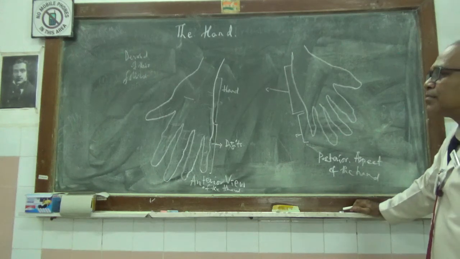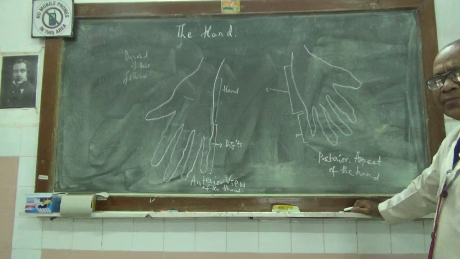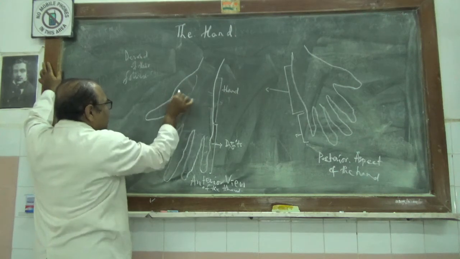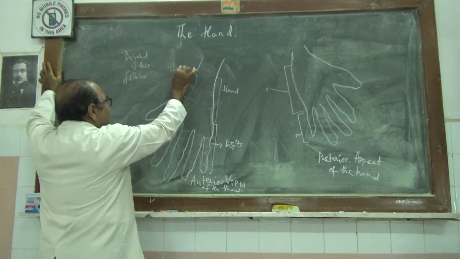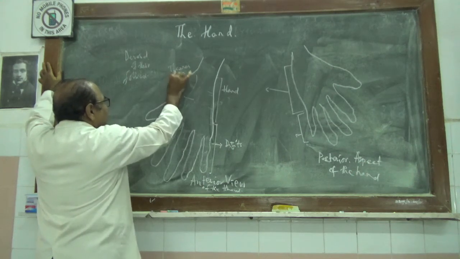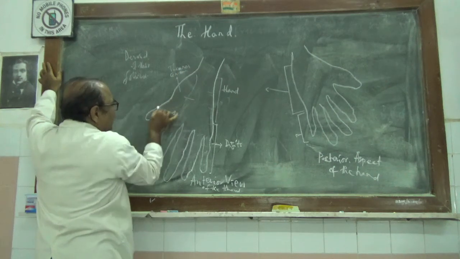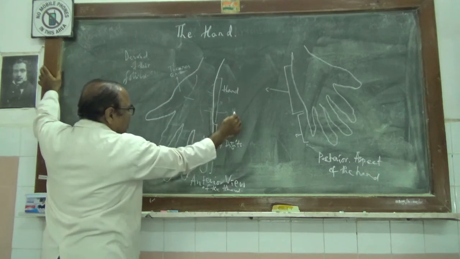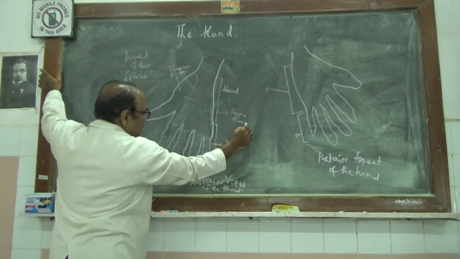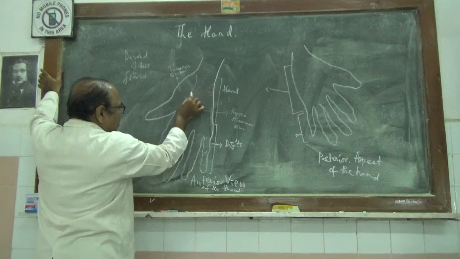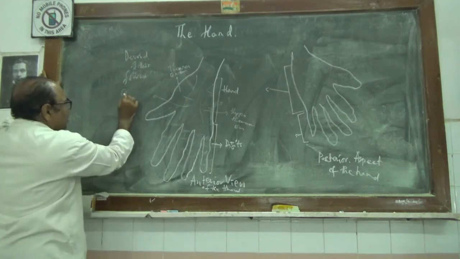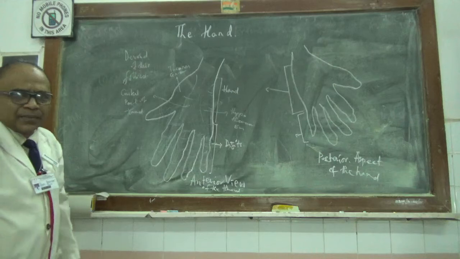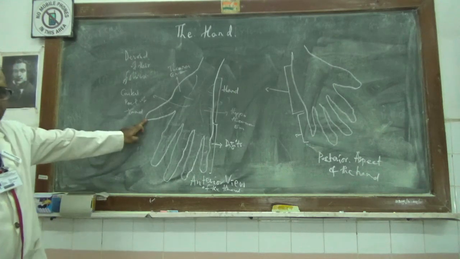Then the front part of the hand exhibits a big eminence. Now this eminence is the thenar eminence, related to the thumb. And there will be one more eminence. This eminence is the hypothenar eminence. And there will be a central depression for the hand, that is the central part of the hand. So this is the thing, and the thumb is called the pollex.